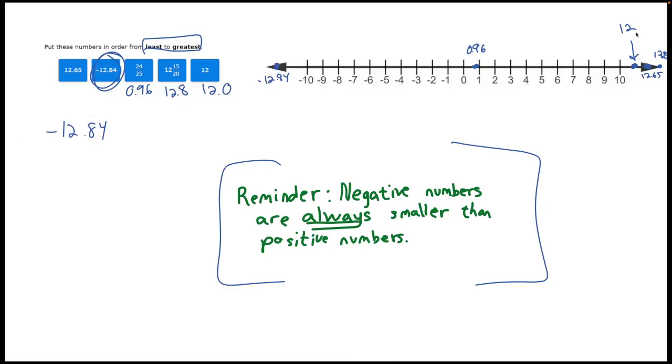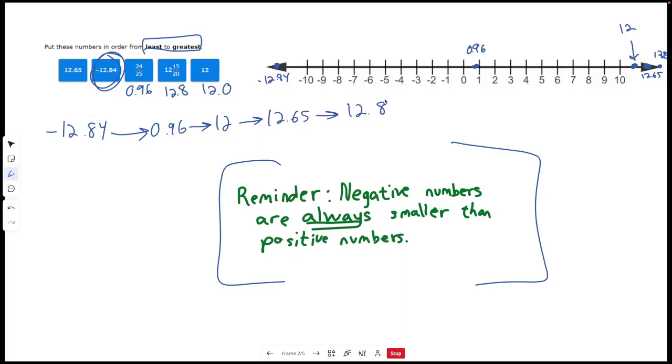So, the further left you go, the smaller you get, right? And this says from least to greatest. So we should just be able to follow the number line and go in order. So the next number is 0.96. Then the next one is 12. The next number is 12.65. And the last number on the line, 12.8. Normally you would convert them back to what you started with. So instead of putting 0.96, we would put the original fraction, which is 24 over 25. You can do that for the rest of these, okay?